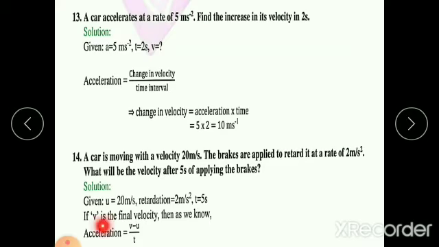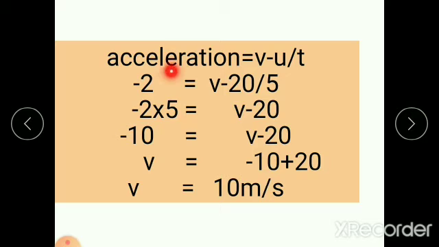If v is the final velocity, then as we know, acceleration is equal to change in velocity divided by time interval. How will you find the change in velocity? Final velocity minus the initial velocity. So the acceleration will be v minus u divided by t. Using this formula you can find the velocity. The acceleration is given, it is 2 meter per second square. Why is it minus? Since it is a retardation, you are taking the minus sign.